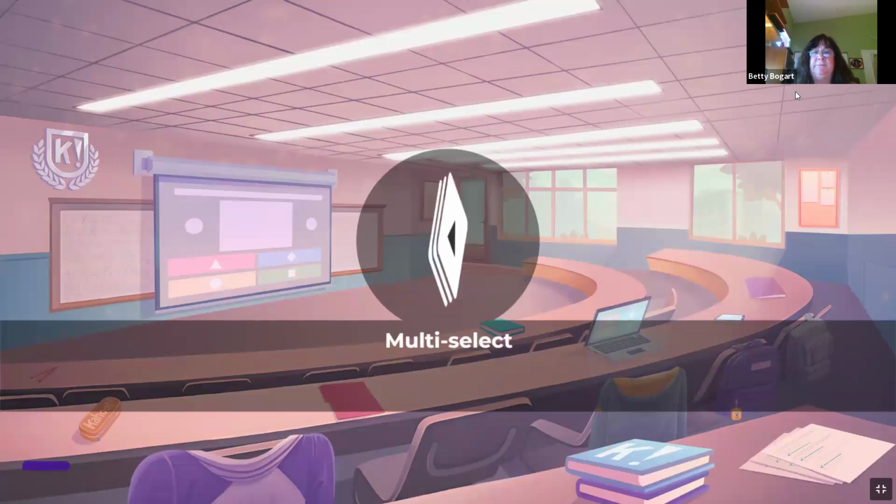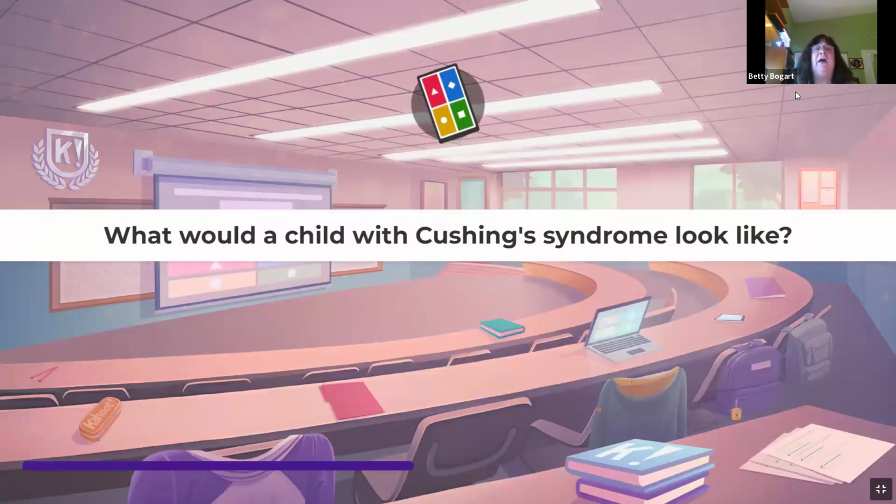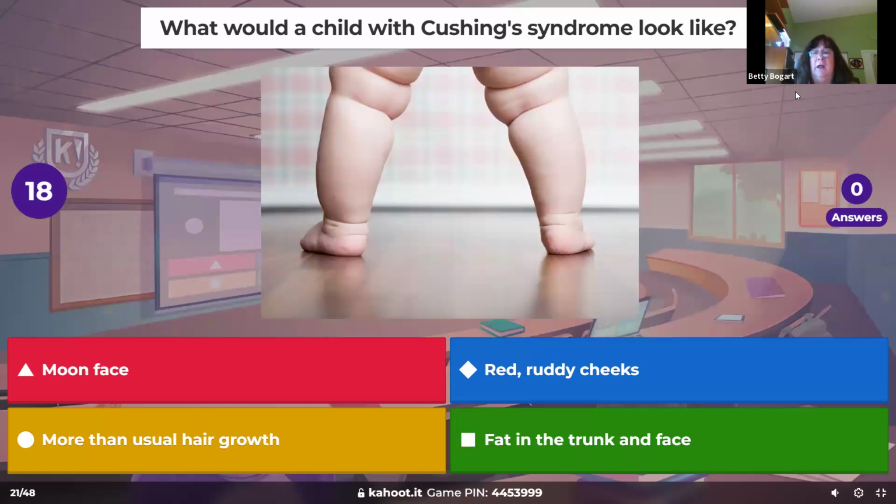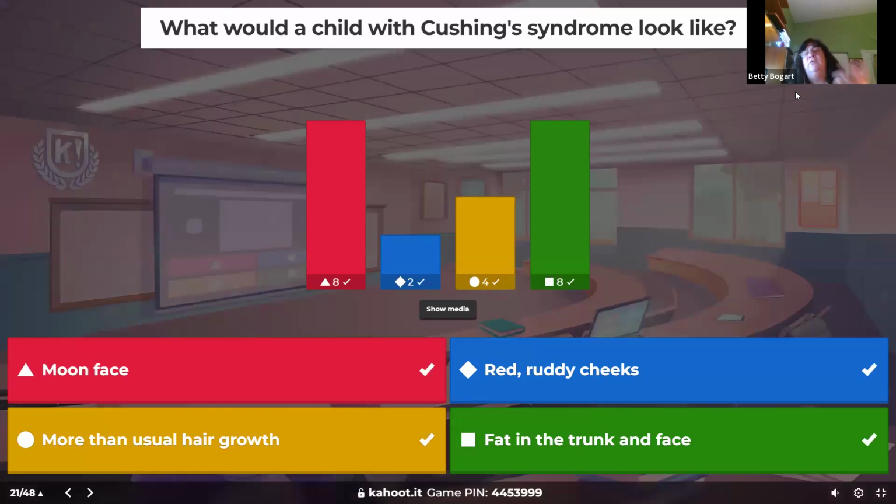What would a child with Cushing syndrome look like? Well, I'll give you a hint. This is the adrenal gland. We have Cushing's and we have Addison's. Too much, too little. What is the adrenal gland all about? Cortisol, aldosterone. It also has to do with giving steroids orally.